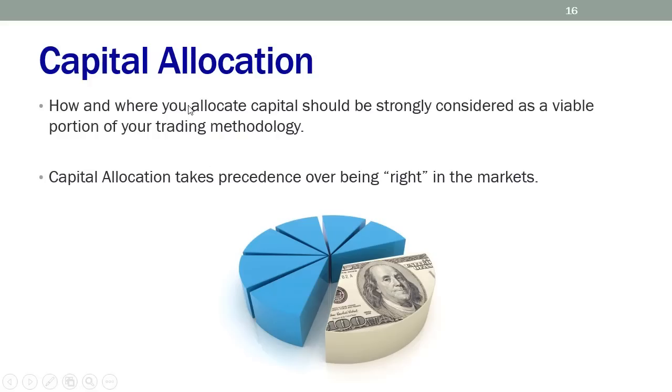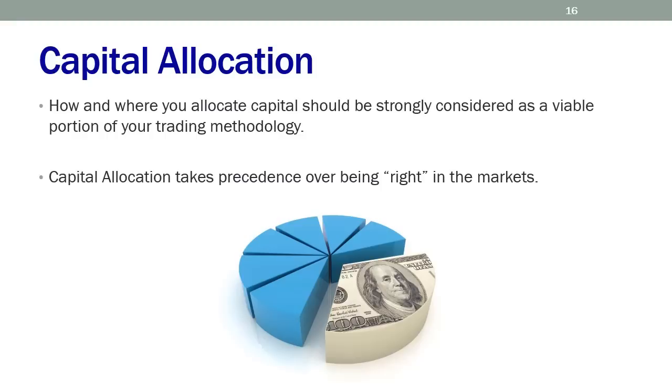Number 2, you've got to worry about allocation. You're like, but why? Because how and where you allocate capital is going to be a huge consideration as a viable part of your trading methodology. Capital allocation has to take precedence over being right. And you're like, well, how could that possibly be? I don't know. Have you guys ever been right but not been able to hold the position long enough to see the profitability? I'm serious. Have you ever been right? You're like, I think Apple's going to go up.